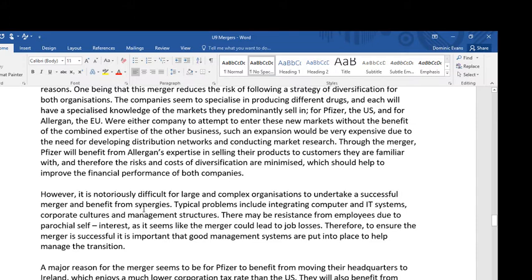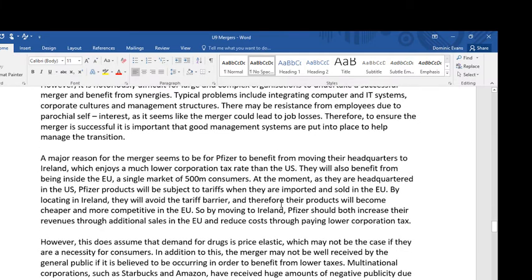It's very difficult to realise those synergies that businesses often think they will. And I've given some reasons why, and I've tried to bring in Cotter and Schlesinger as well in terms of parochial self-interest. So hopefully you can see that I've included some balance there in my analysis.